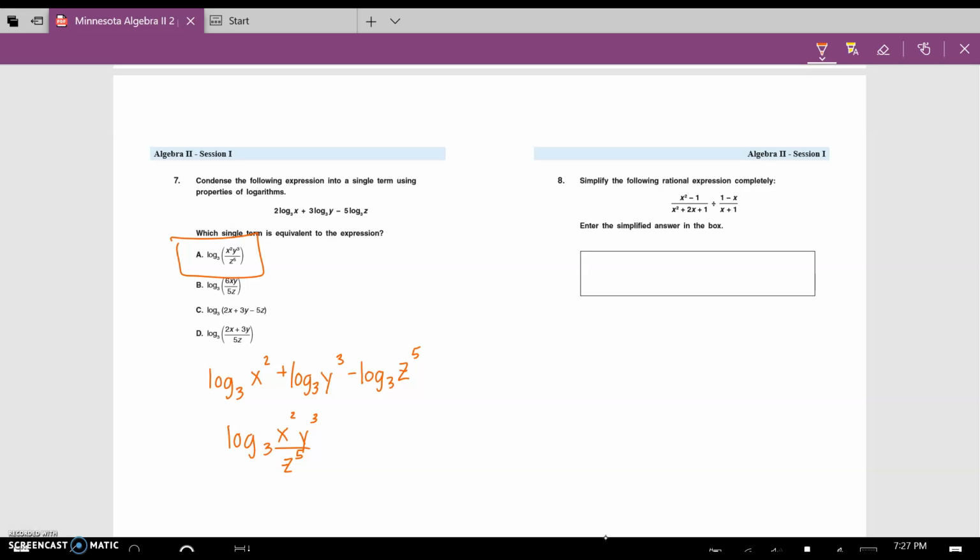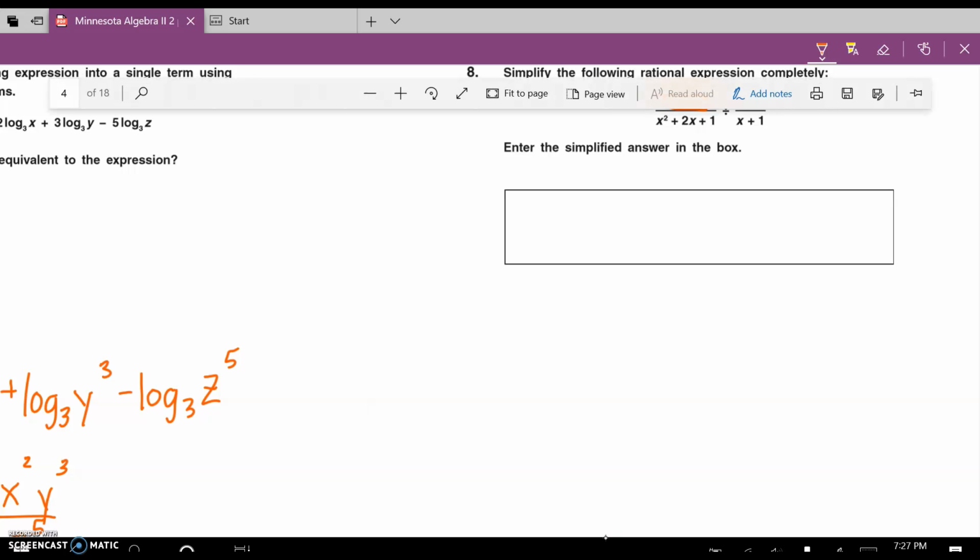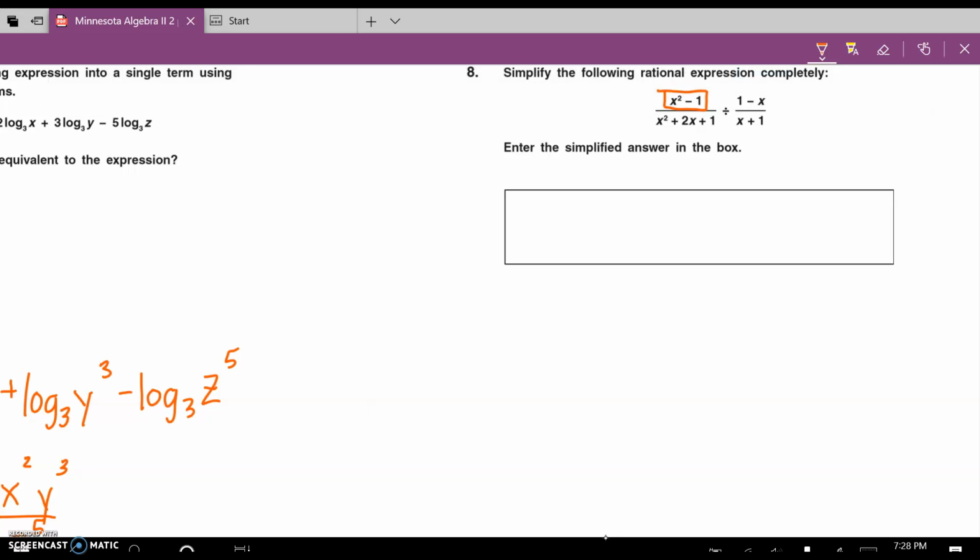So then number 8. We've had one like this on a similar practice test. The way that we would solve this one is we would just have to factor each individual part and then cancel out what we cancel out and then see what we have left. So looking at this very top part, x squared minus 1, that's a difference of squares. So we've got x squared minus 1 would factor to x plus 1 and x minus 1.